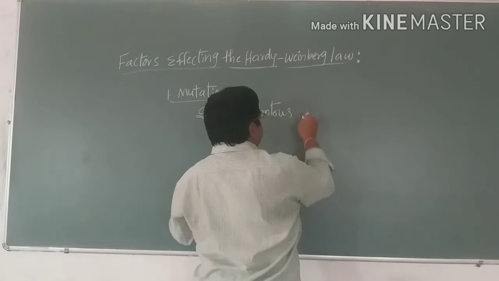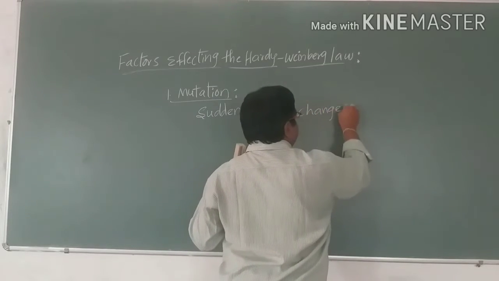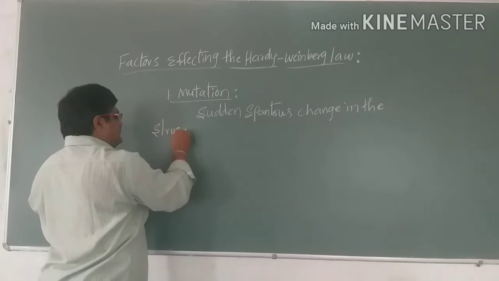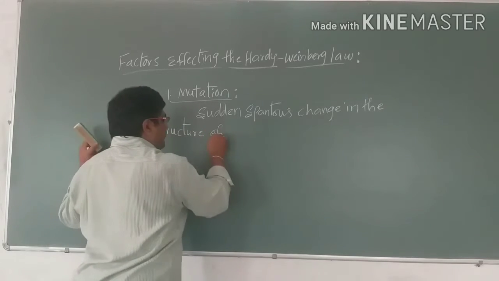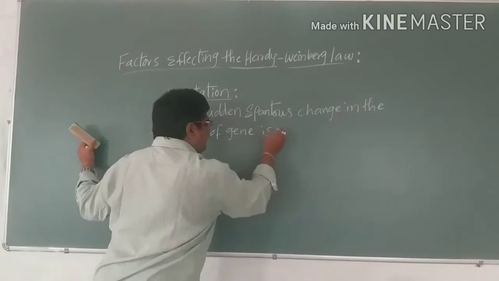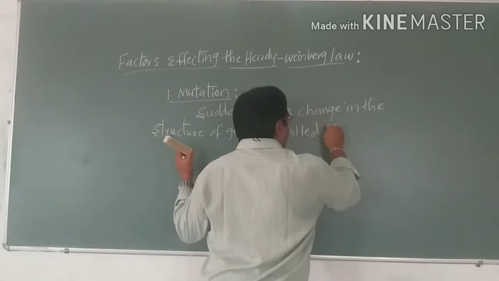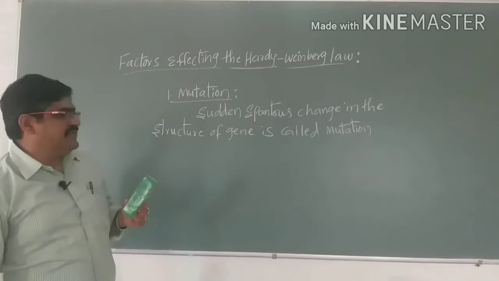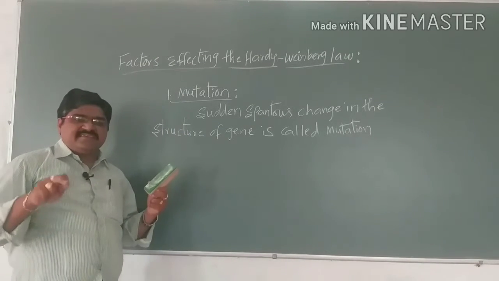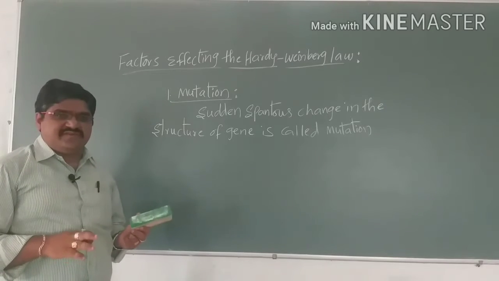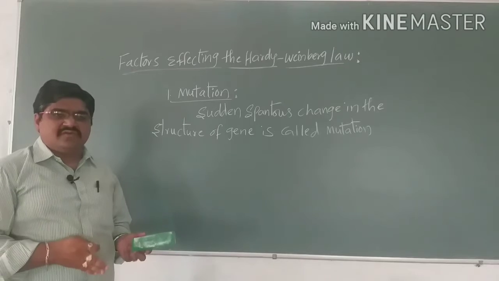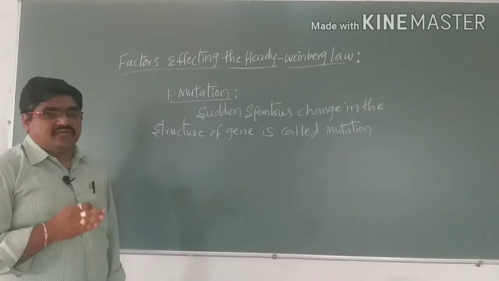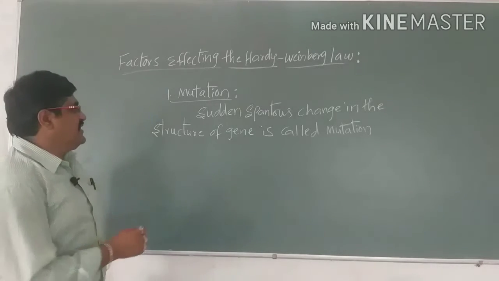A change in the structure of a gene is called a mutation. That means these are sudden spontaneous changes taking place in the structure of a gene. That means in the structure of a gene, the position of nucleotides changes, or the chromosome number changes, or the number of genes or chromosomes changes, and then it takes place as a mutation.